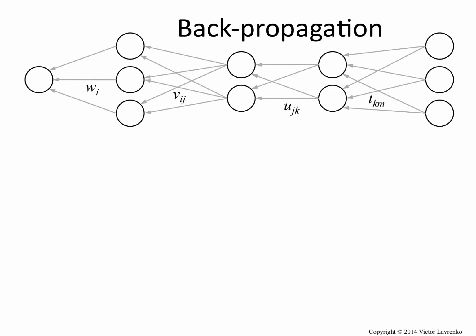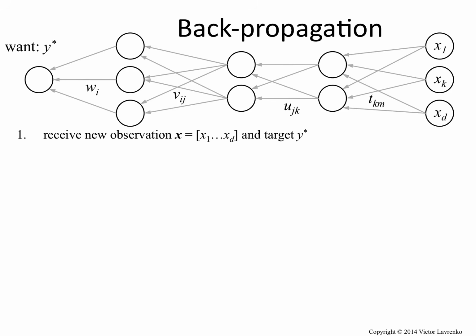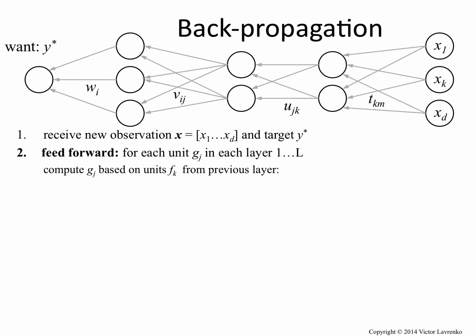The basic idea of backpropagation is to guess what the hidden units should look like based on what the input looks like and what the output should look like. The way it works is it's an online algorithm. It receives data points one at a time. So we get our observation x with d different attributes, x1 through xd. We use those observations with our current set of weights. Remember, each one of the edges has a weight on it. So we use those weights to compute the values of each of the hidden units.